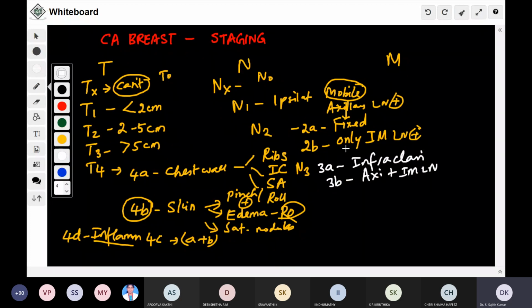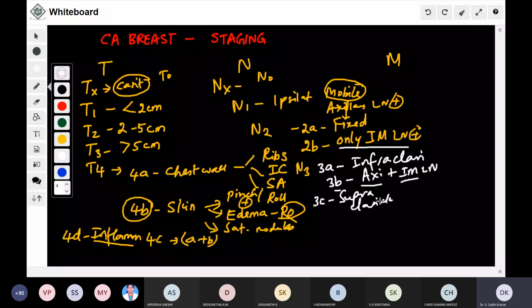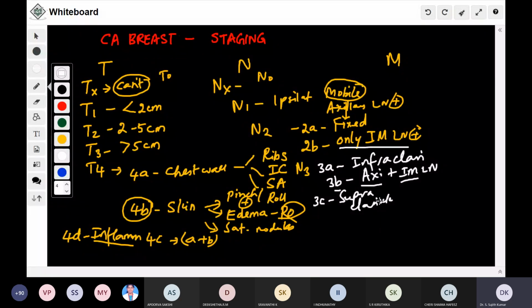So we saw in 2B it is only internal mammary, whereas 3B involves axillary and internal mammary. Then 3C is ipsilateral supraclavicular. This is called 3C. Okay, that finishes the N stage.